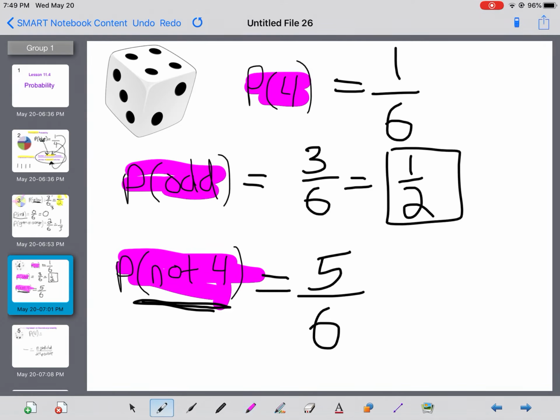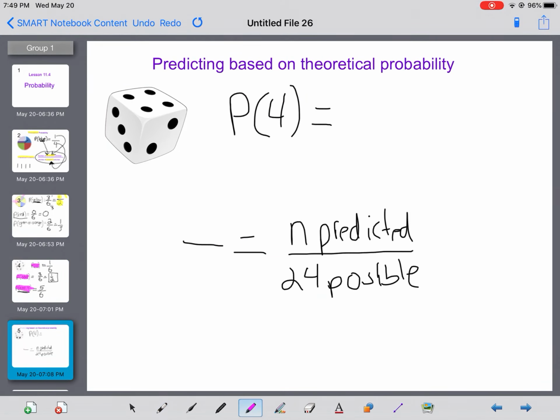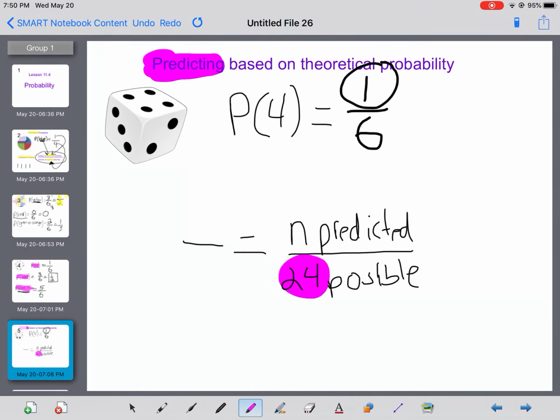Okay, so now let's talk about how we can apply theoretical probability. We can do that by predicting things. So if I take a look at my dice here, just like before, the probability of 4 is 1 favorable outcome out of 6. So the chance is that if I rolled my dice 6 times, I would probably get a 4 one of those times. So I can use that theoretical probability to figure out how many times I would roll a 4 if I roll my dice 24 times.